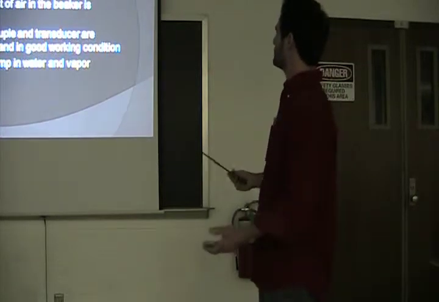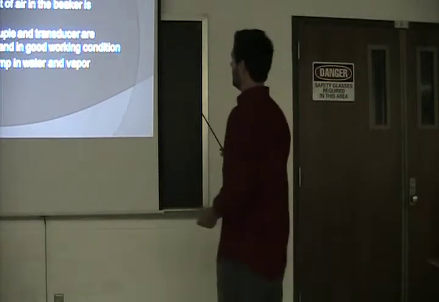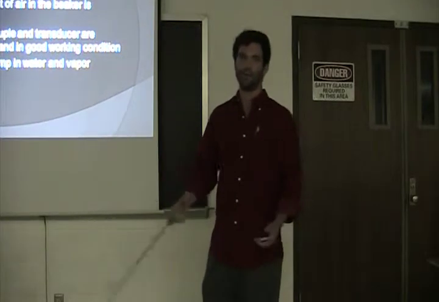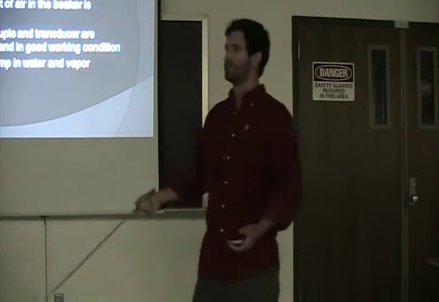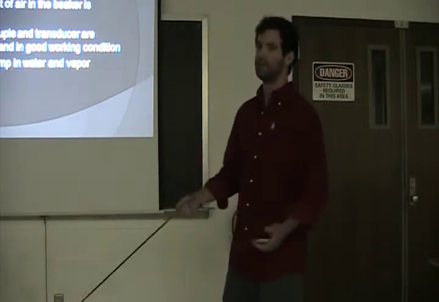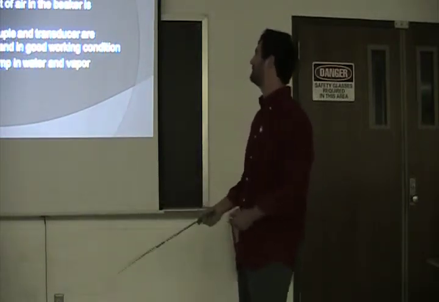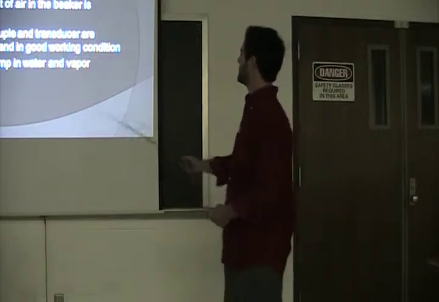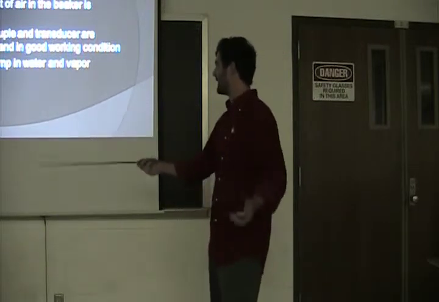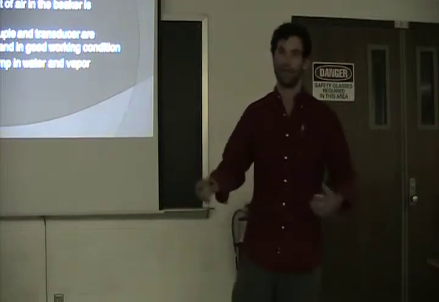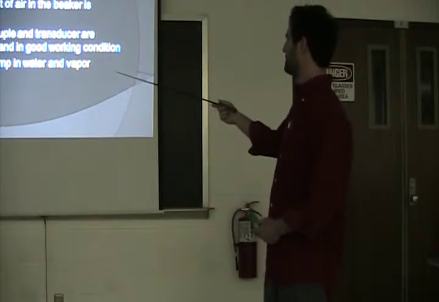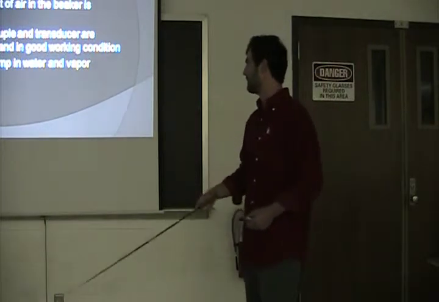So for our assumptions, whenever we get to maximum vacuum, we're going to assume that there's no air in there. Even though we know there is, we're just going to say that there isn't for the purpose of the experiment, so we can rely on our data, or we can pretend to rely on our data. And we're going to assume that the thermocouple and transducer are calibrated with our system, and that they're in good working condition. And we're also going to assume that there's a uniform temperature in the water and the vapor.